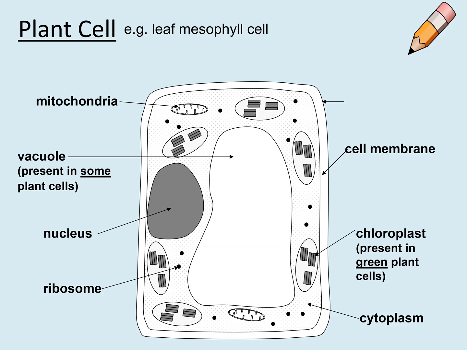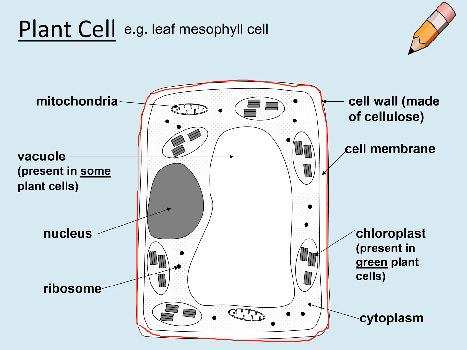The last part of the plant cell which we are looking at is this outside line here that surrounds the cell, and what this is called is the cell wall. The cell wall provides support and strength to the plant, and it is made of cellulose. Now you need to know that the plant cell wall is made of cellulose. That is important because other cell walls are not made of cellulose. Okay, so that's the plant cell finished with.